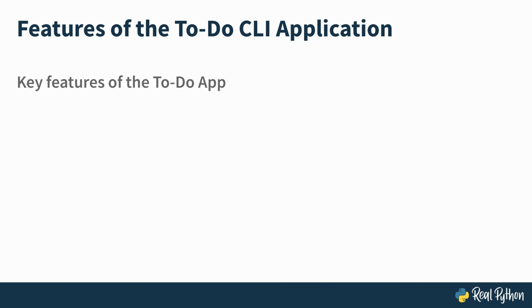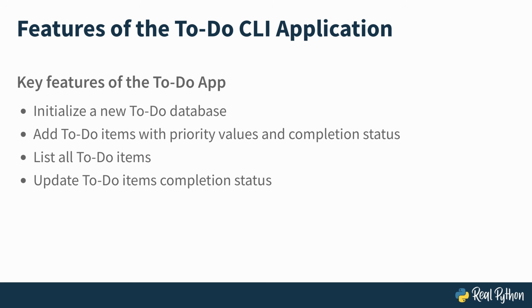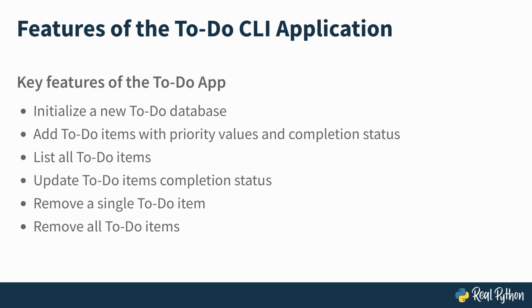Let's talk about the features of the command line application that you're going to be building by the end of this course. Your command line application will have features to initialize a new to-do database to store the to-do items, add to-do items with priority value and a completion status, list and view all to-do items, update a to-do item's completion status, remove a single to-do item from the database, and finally, remove all to-do items from the database.